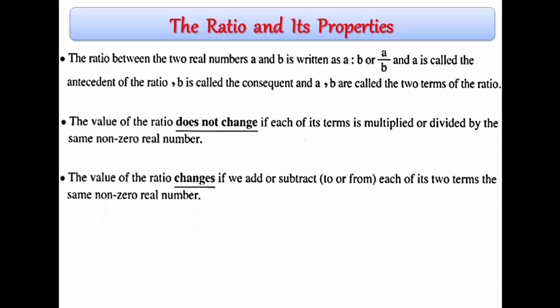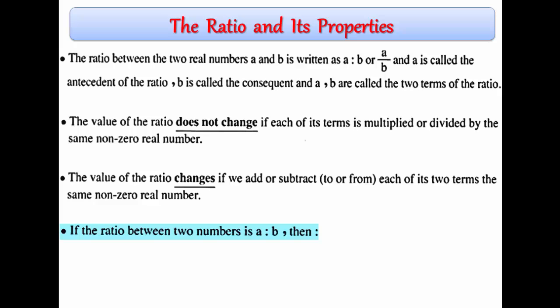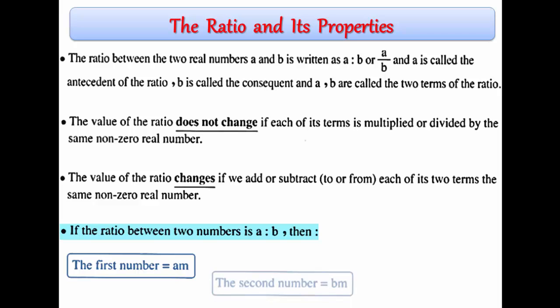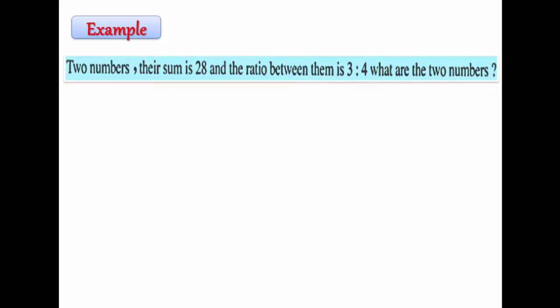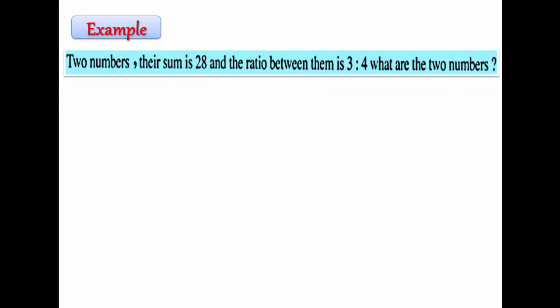The value of the ratio changes if we add or subtract to or from each of its two terms the same non-zero real number. If the ratio between two numbers is a to b, then the first number equals am and the second number equals bm, m not equal 0. For example, two numbers, their sum is 28 and the ratio between them is 3 to 4. What are the two numbers?